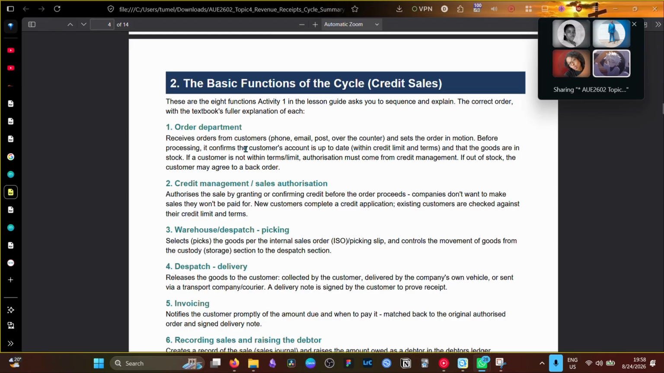Before processing, it confirms the customer's account is up to date within the credit record and terms, and that the goods are in stock. You see? I have to check. So this is what you have to think about. If somebody wanted to buy something from you in your business, you can't sell them a dream.